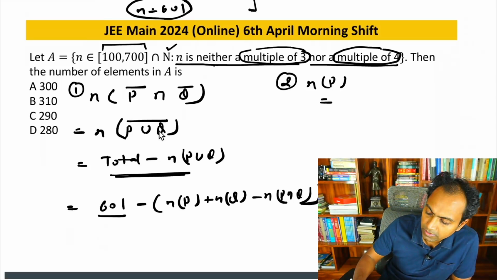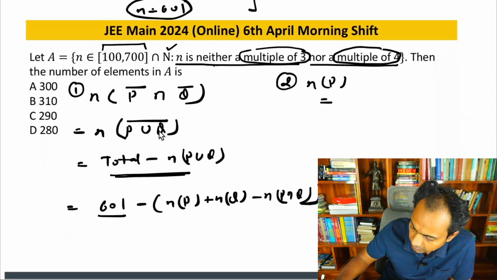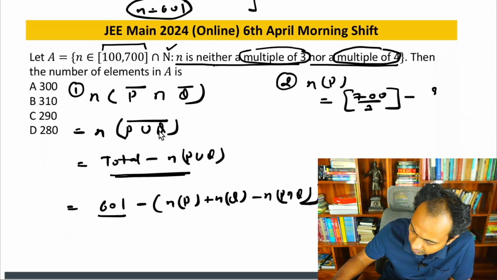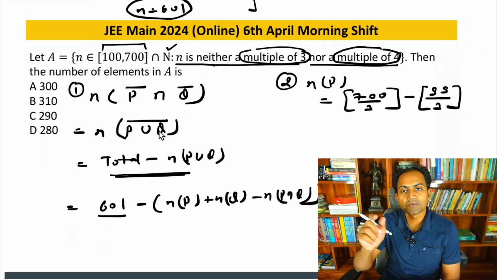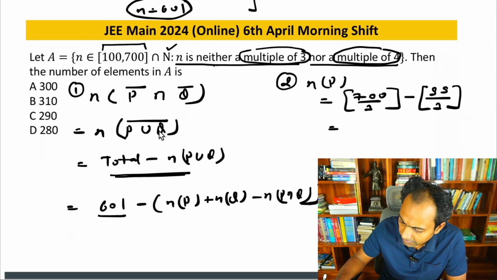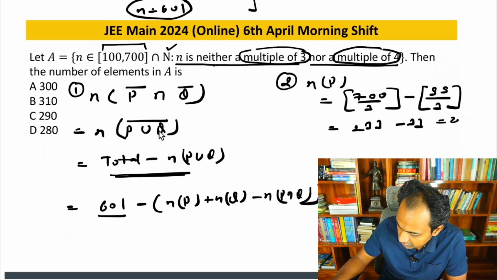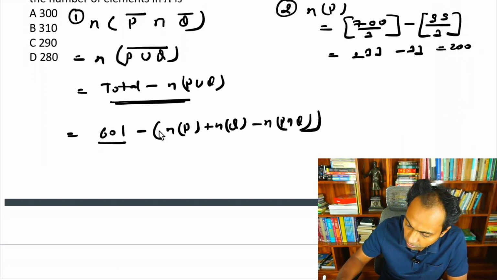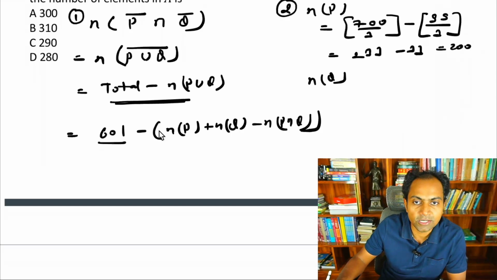That would mean whatever elements are coming till 700 which are divisible by 3. So 700 divided by 3, greatest integer function. This is the technique that I told you. And before this would be nothing but 99 divided by 3, greatest integer function. So this will lie between 100 and 700. If I divide by 3, this comes out to be 233, and this will become 33. The answer becomes 200.